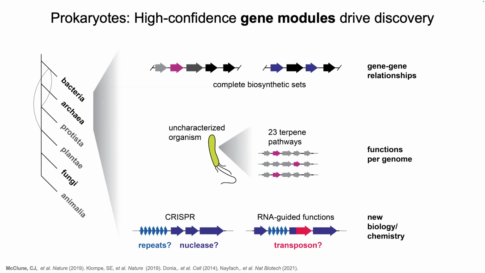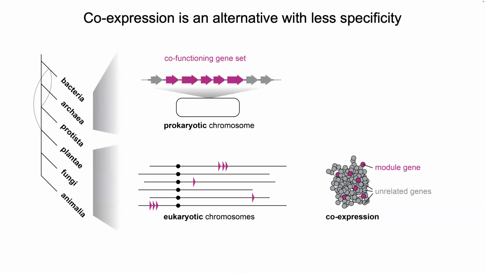And then finally, this type of approach has really enabled a lot of discovery of new biology and chemistry. For example, association between these repetitive RNAs and nucleases led us to CRISPR. And then since then, we've been able to sort of recycle that process and discover all kinds of other RNA-guided functions. And for the most part, none of these types of analyses are really common in plants, just because we don't have this consistent clustering.